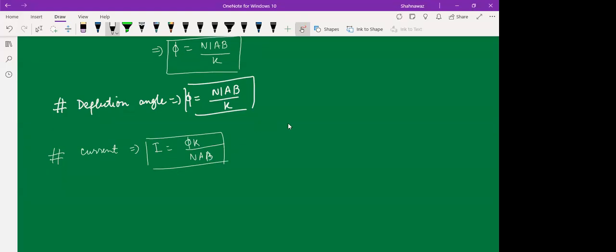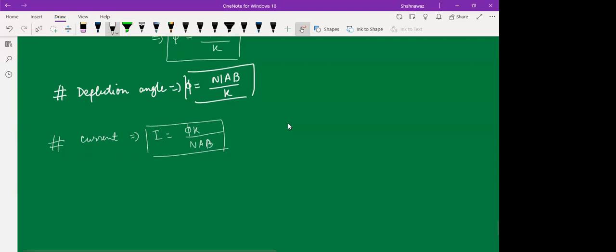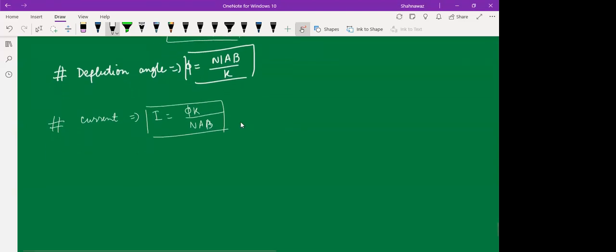And if you calculate the division, phi by I, you have this deflection angle, and what would be phi by I? So this would be NAB by K, right?